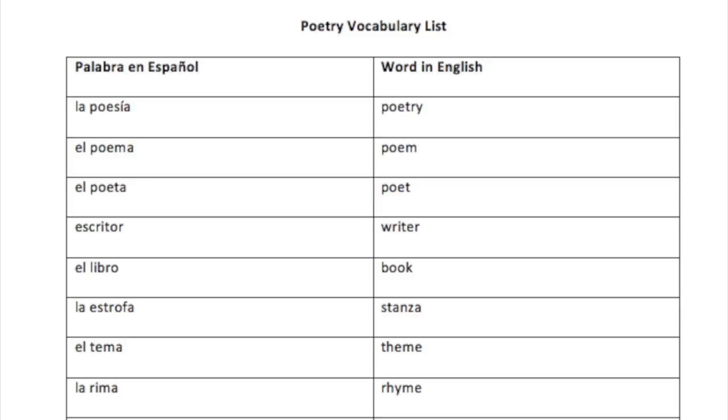Here is just a little preview of what the poetry vocabulary list looks like. So when you're doing the part where you say the word and the students repeat after you, it would go something like this. You would say la poesía, and then all the students in unison would respond with la poesía, and you would just go down the entire list just like that.